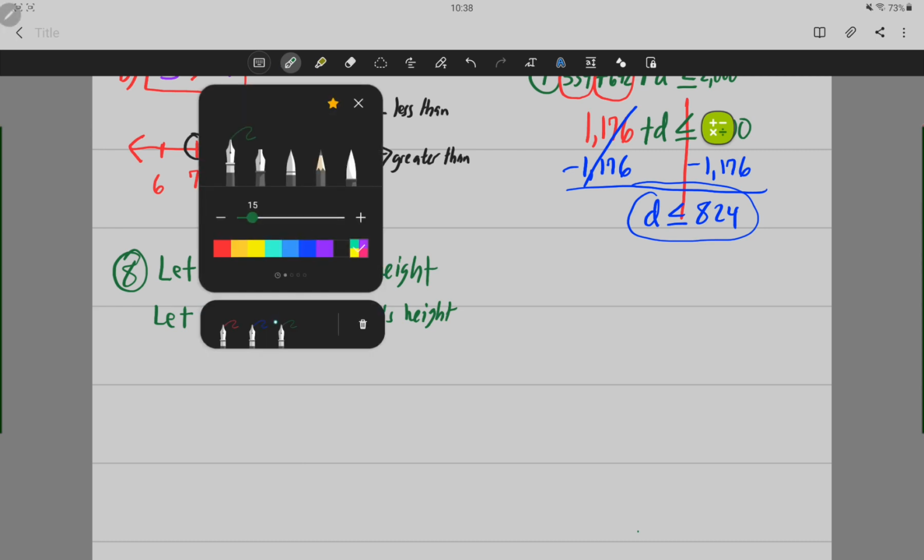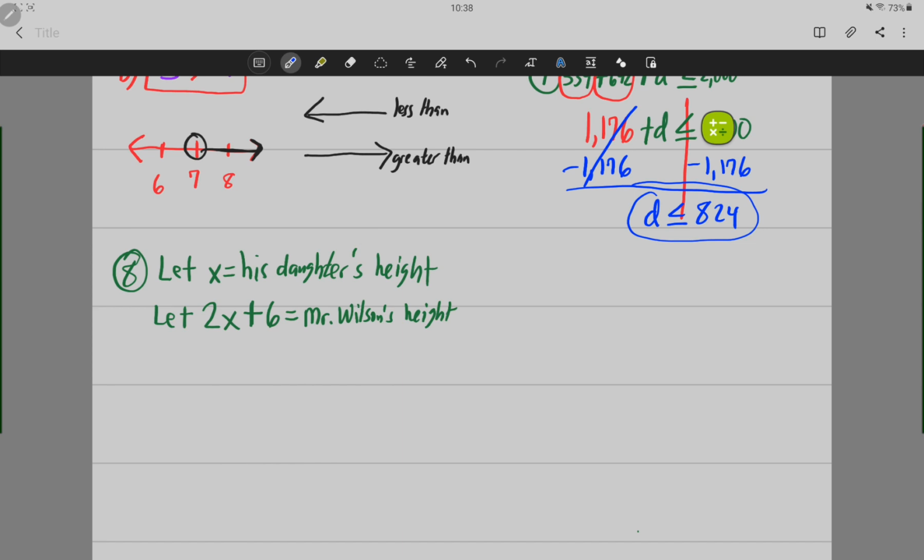So how will that look? So we have the daughter. Her height is x plus, now we have Mr. Wilson's height, which is 2x plus 6. And remember, his height is at least. At least means greater than or equal to. And it says that he is 76 inches tall. So think of that as being the total. So that's our inequality.